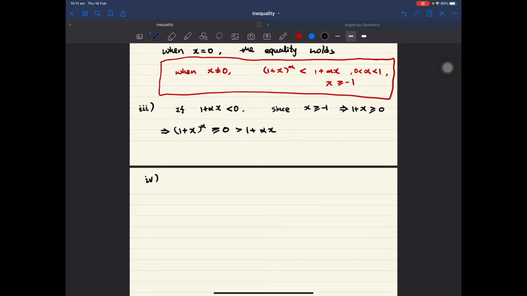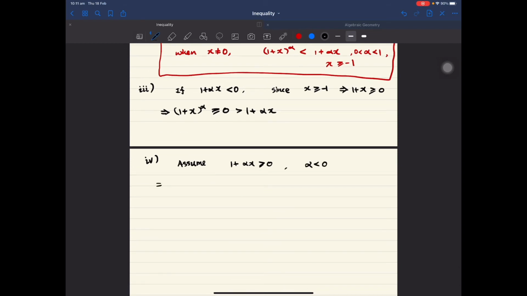So the third one, now we assume that 1 + alpha x is greater than or equal to 0, and alpha is less than 0. Therefore, we got that minus alpha is greater than 0.